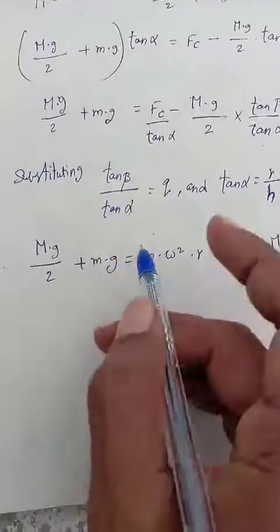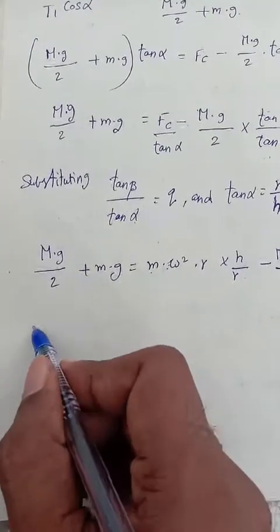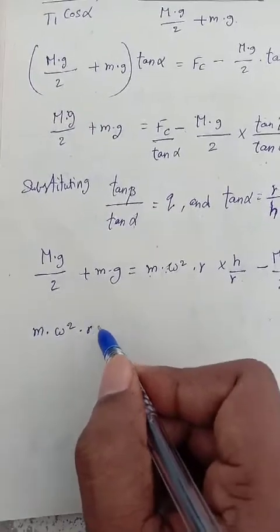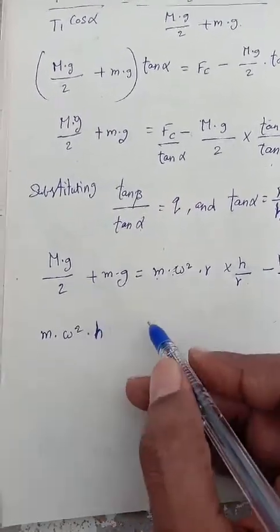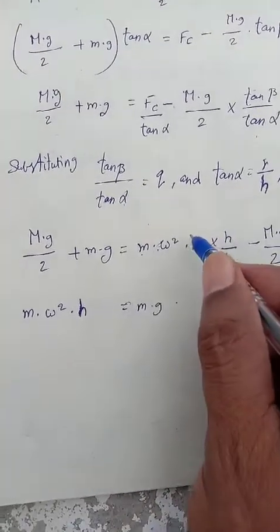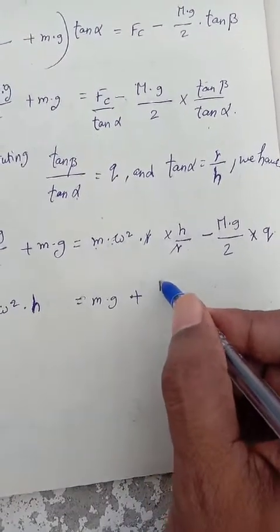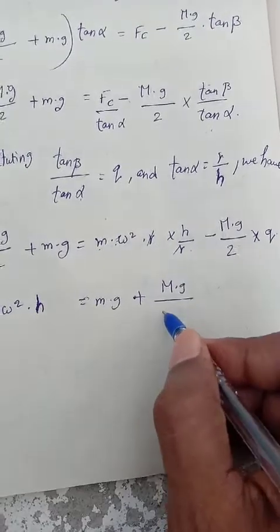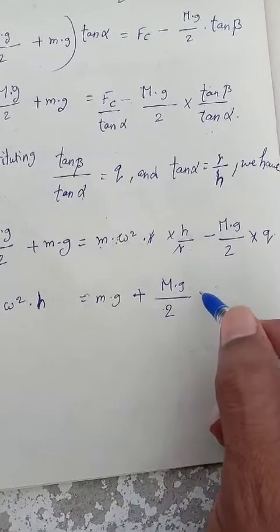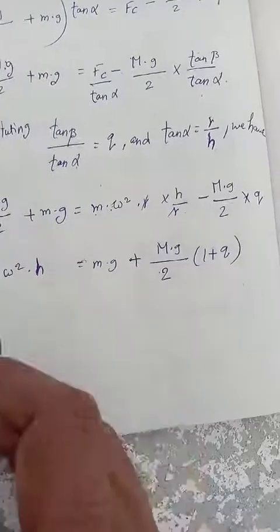Now Fc is equal to M into omega square into R, we know very well. So then here m into omega square into h, that is equal to m into g. Why? Because r will cancel, and plus, it will take like opposite direction. So 2, 1 plus q.